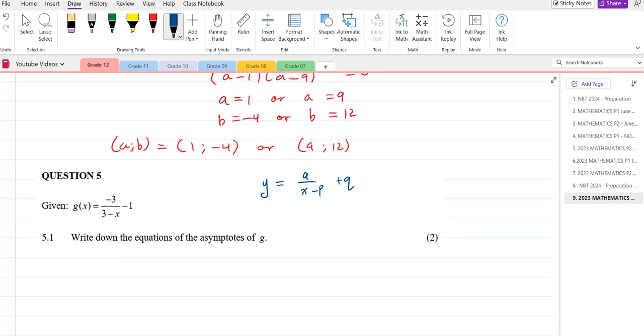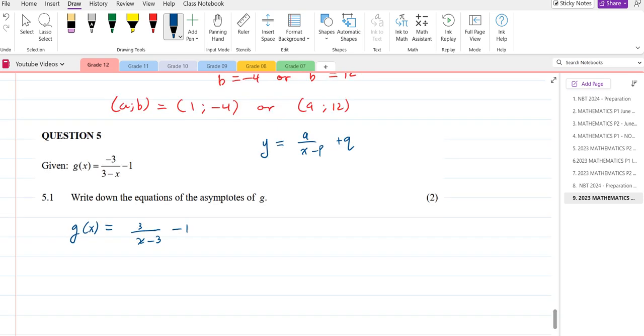In this case, we can rewrite g of x, let's simplify g of x. I'm going to take out a negative from the denominator, so I will get 3 over x minus 3, minus 1. I only took out a negative in the denominator. I switched the signs, so negative and negative cancels out, so it becomes x minus 3. Right, so what happens now? We know x is equal to 3 is the vertical asymptote, and y is equal to -1 is the horizontal asymptote.